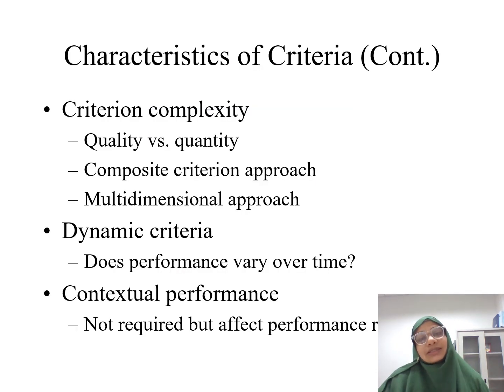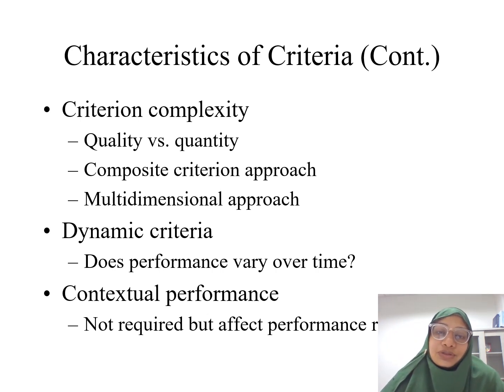Okay, so next is characteristic of criteria. We have criterion complexity, which is quality versus quantity. Sometimes we want to measure the quality of output, but we measure the quantity of output. Sometimes a person who has a great quantity doesn't have a great quality. So we must make sure of all the complexity factors, like quantity versus quality, which one we want to measure. Second is the composite criterion approach.